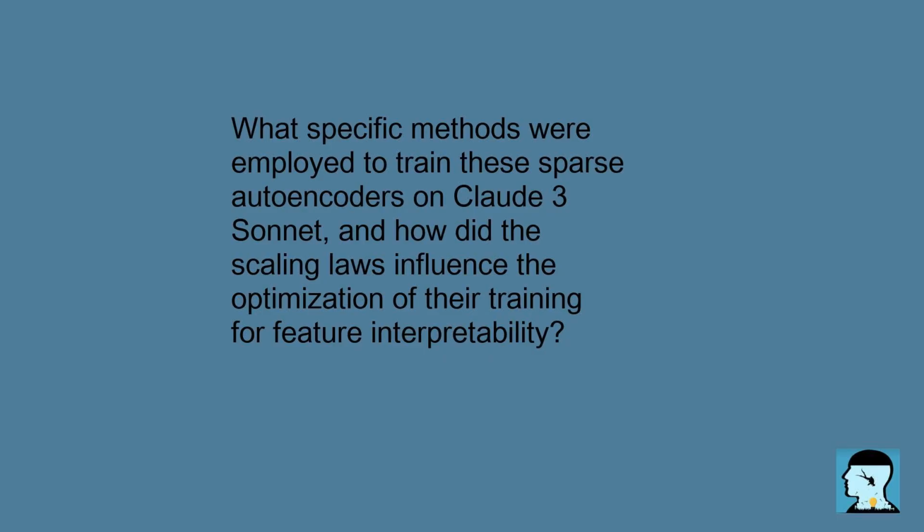What specific methods were employed to train these sparse autoencoders on Claude 3 Sonnet? And how did the scaling laws influence the optimization of their training for feature interpretability?